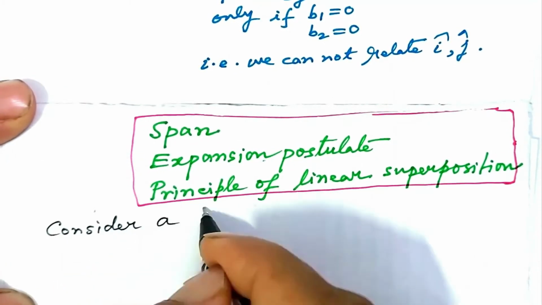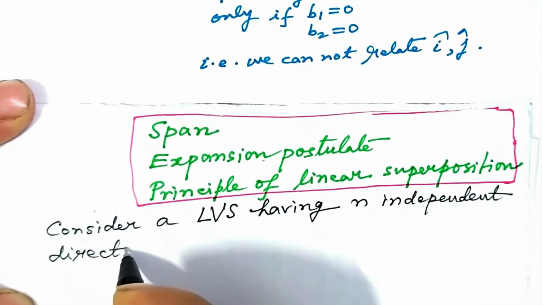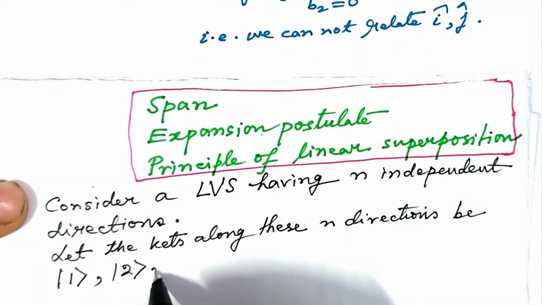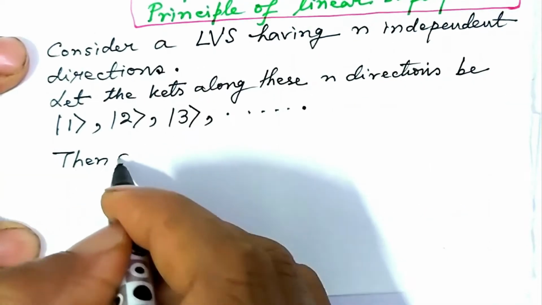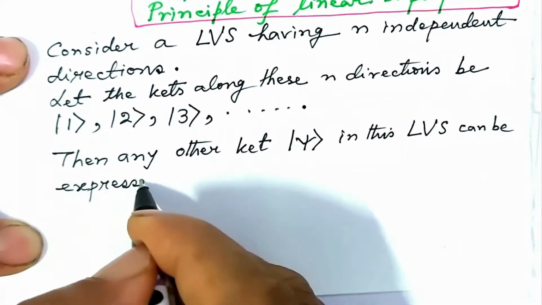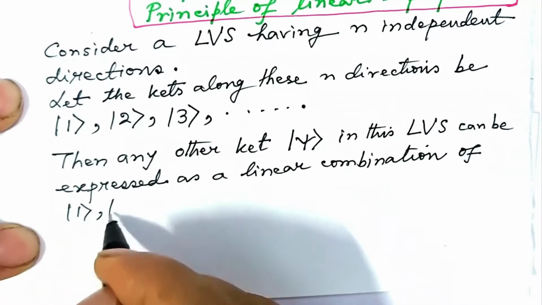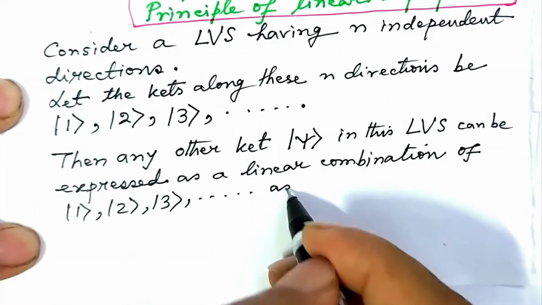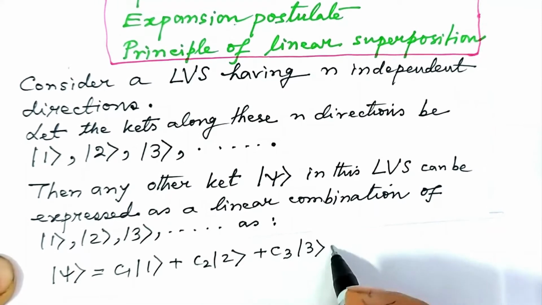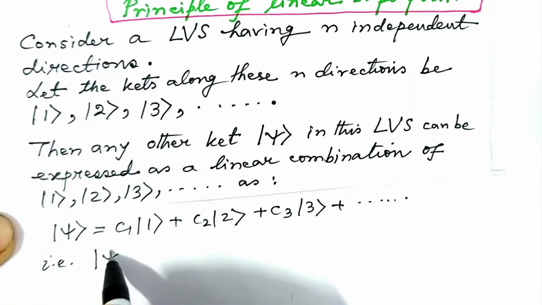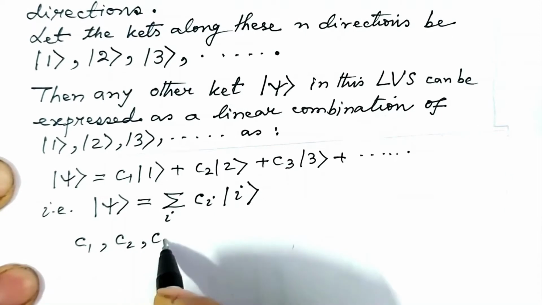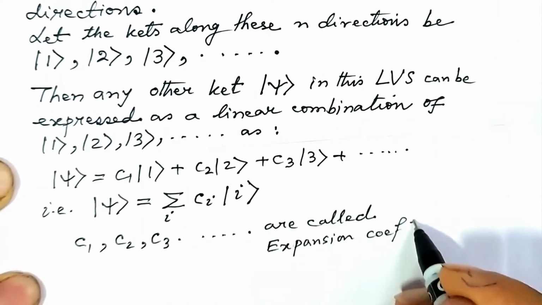Consider a linear vector space having n independent directions. Let the kets along these n directions be ket1, ket2, ket3, etc. Then any other ket, say ket psi, in this linear vector space can be expressed as a linear combination of ket1, ket2, ket3, etc. as ket psi equal to c1 ket1 plus c2 ket2 plus c3 ket3 and so on, that is ket psi equal to summation over i ci ket i. c1, c2, c3, etc. are called expansion coefficients.